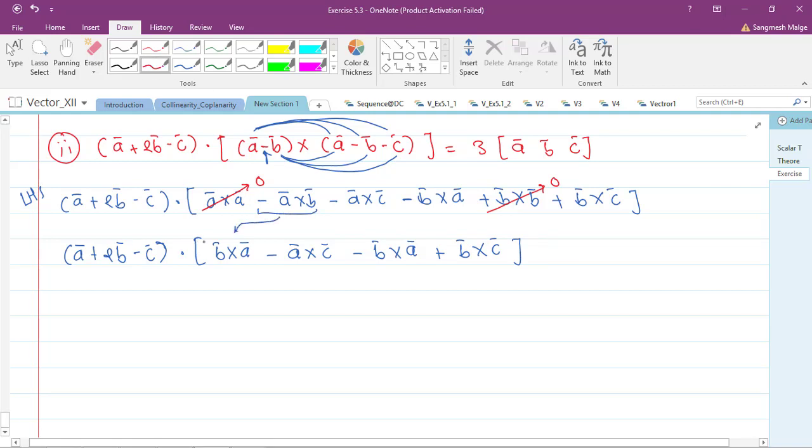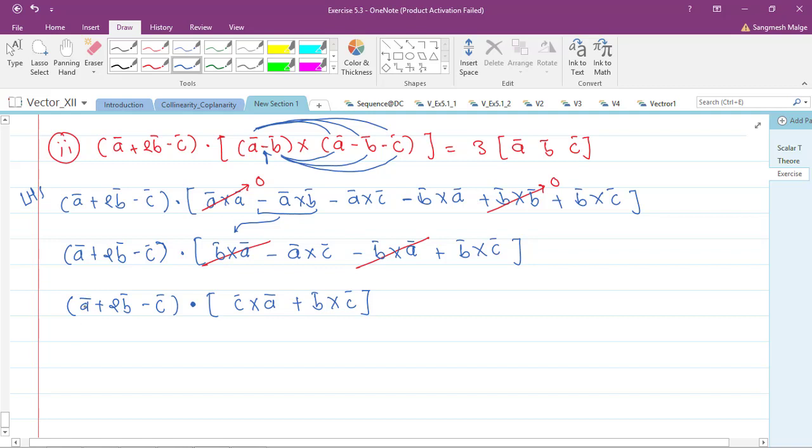Now see what can be cancelled out. So positive B bar cross A bar and negative B bar cross A bar can be cancelled out. So this is equals to A bar plus 2B bar minus C bar dot. Okay, now again make this as a C bar cross A bar, positive C bar cross A bar, and keep this B bar cross C bar as it is. Okay, so we have a box here. Now what to do? Distribute. Now again you have to distribute this dot to each and every term.